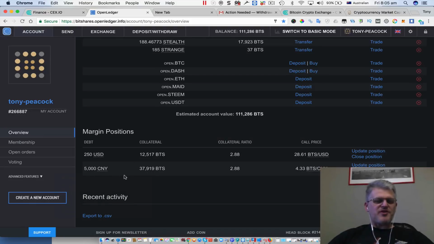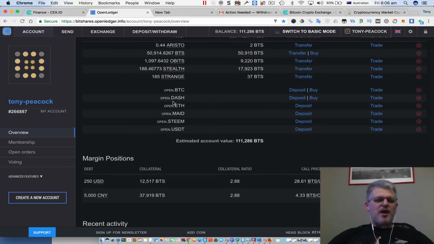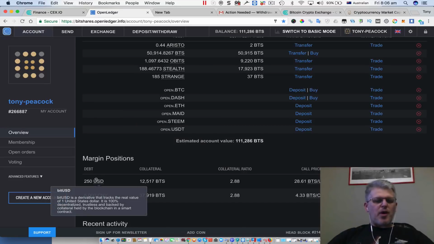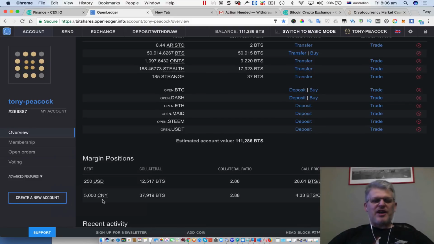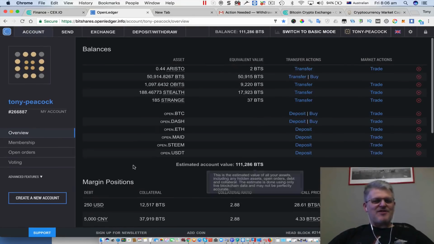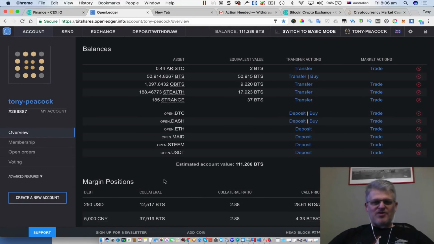I'm actually short selling at the moment. This is one of the good things about the BitShares exchange, is I can use my collateral to borrow USD or Chinese yuan, which is basically called margin trading, and I can do that interest-free, and I can borrow money against my collateral and actually buy more BitShares. It's a fascinating concept.